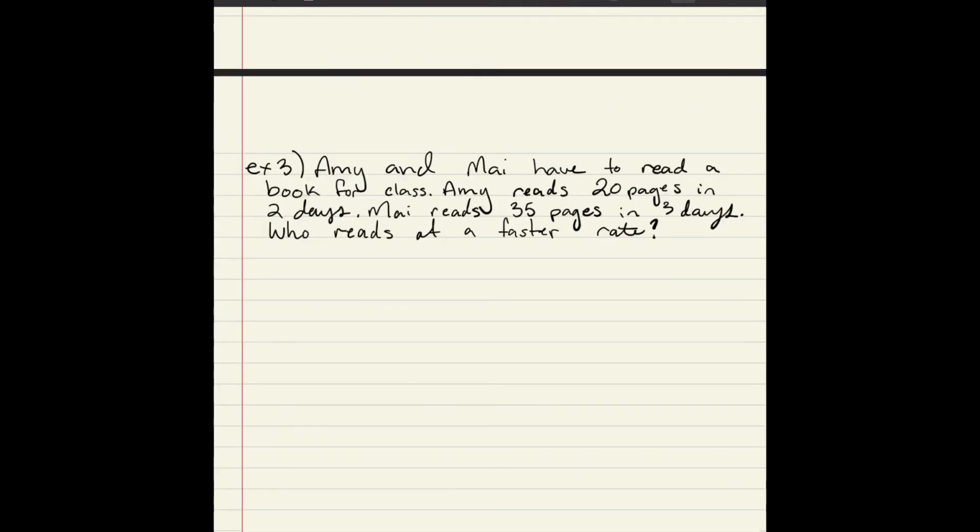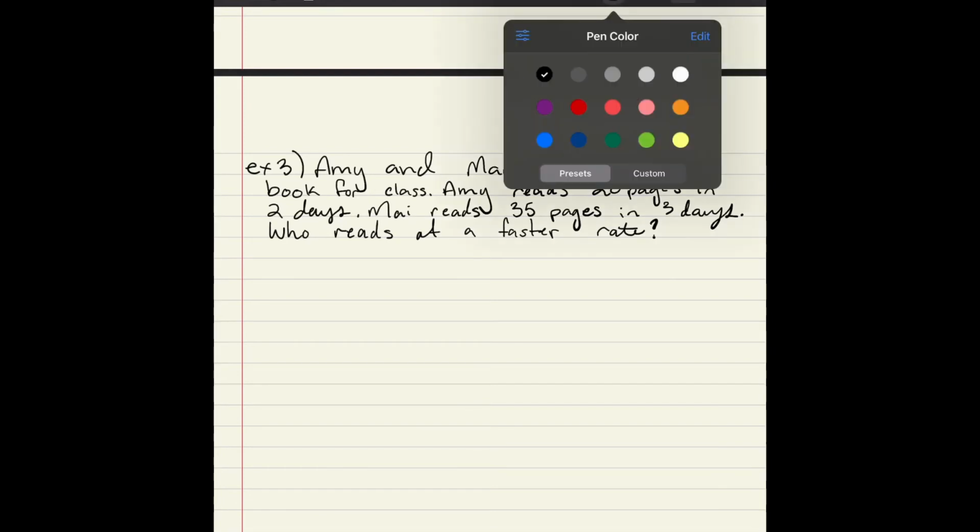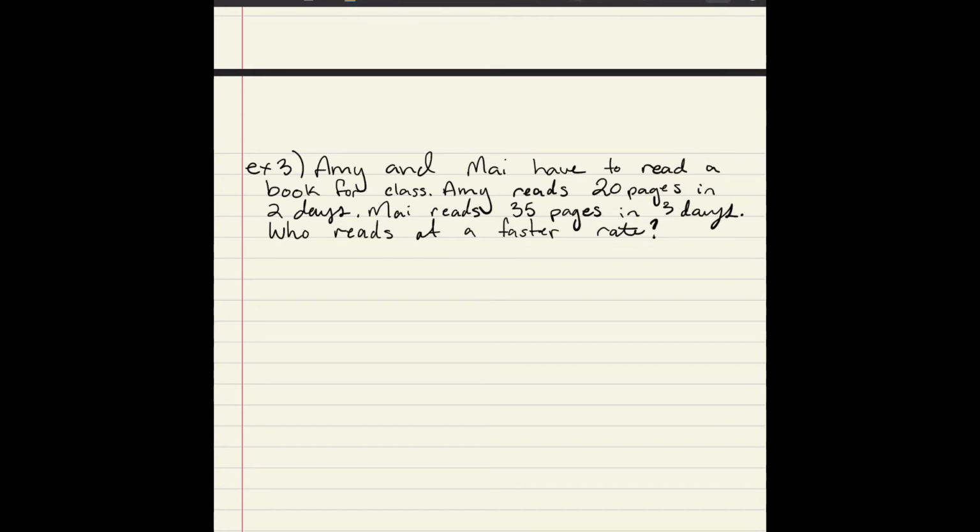All right, example 3 says, Amy and Mai have read a book for class. Amy reads 20 pages in 2 days, and Mai reads 35 pages in 3 days. Who reads at a faster rate? So that is our question. So we want to know about reading. So it would be 20 pages in 2 days for Amy, and for Mai, it's 35 pages in 3 days. So for Amy, let's do it A, her ratio would be 20 pages for 2 days.